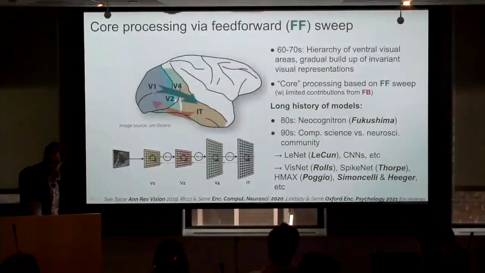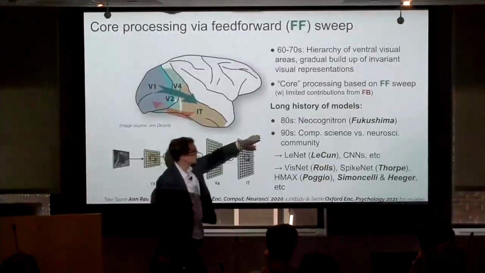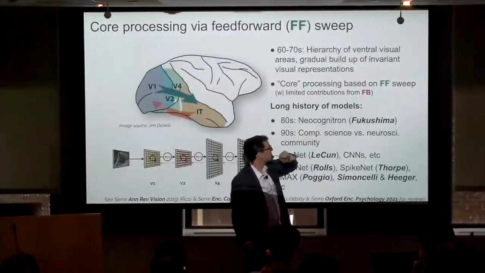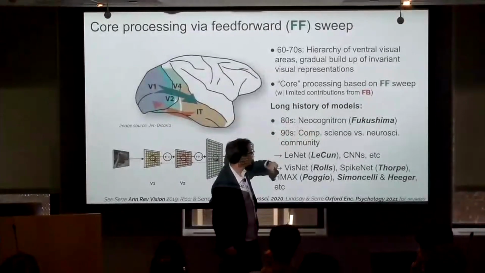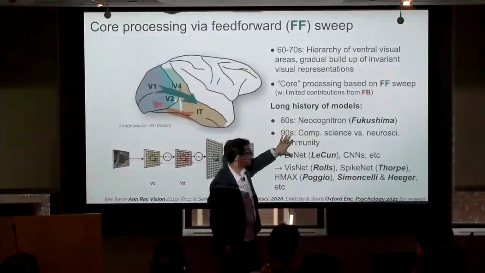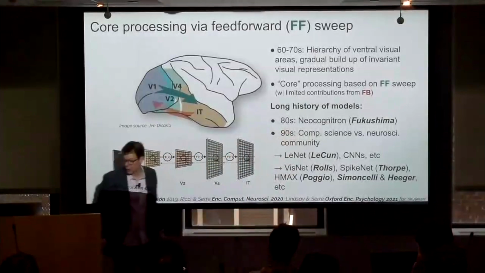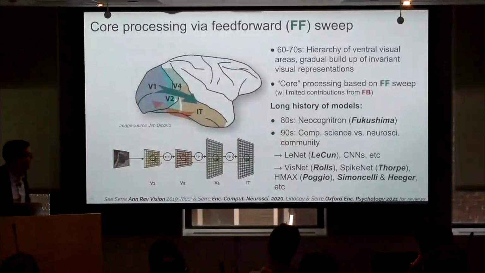In terms of models, I thought I would give you a couple of points here, given that some of the pioneers are here in the room. There's, of course, a long history of models. Fukushima first developed the neocognitron in the 80s based on core neuroscience facts and knowledge.